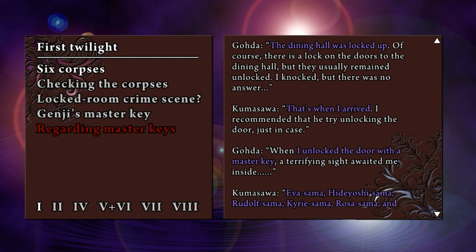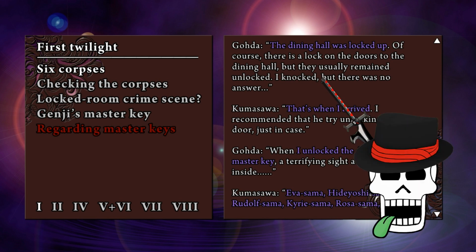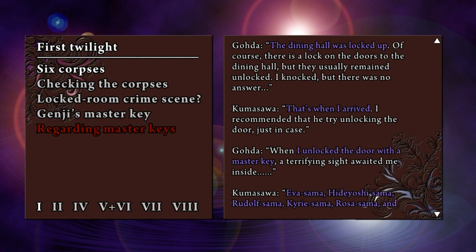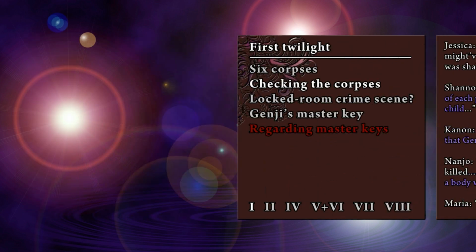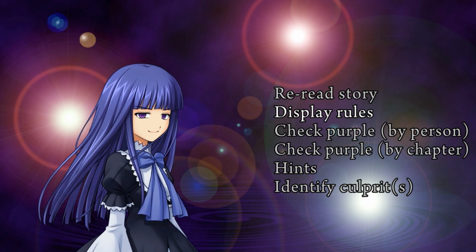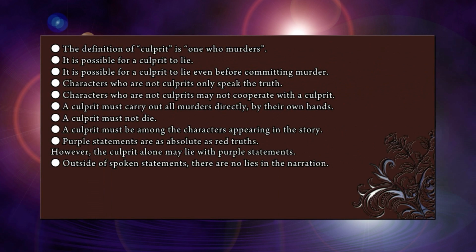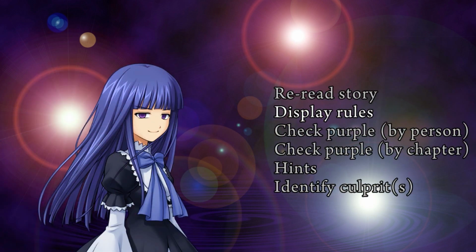And I do have one idea. And that idea is to reread the story, of course. If we can determine that Nanjo himself is telling the truth, that he's not a culprit, then that would surely make our jobs easier. But here's the thing, folks. I have also noticed this one thing right over here, that it says that outside of spoken statements, there are no lies in the narration. That can be important, folks.